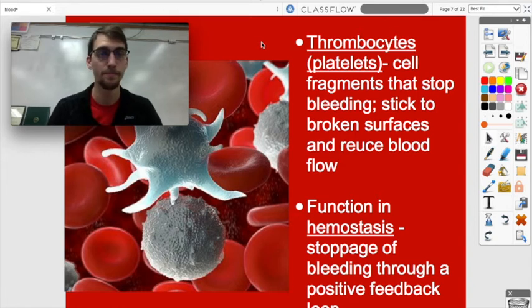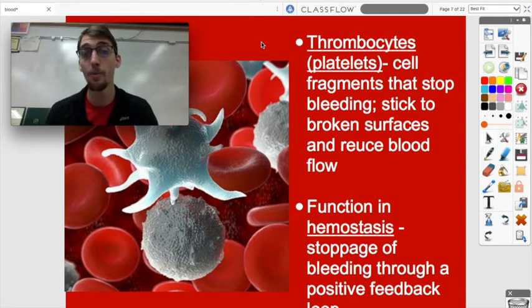So, sorry. But what their job is, though, is they stop bleeding. Their job is hemostasis. They really stick to the broken surfaces of blood vessels because that's what bleeding is.